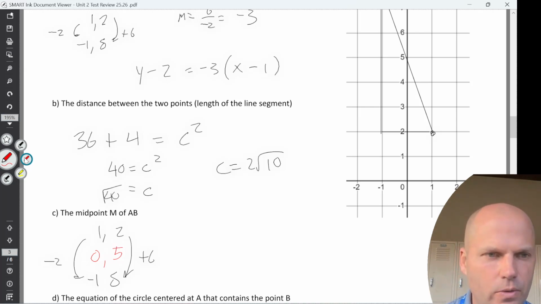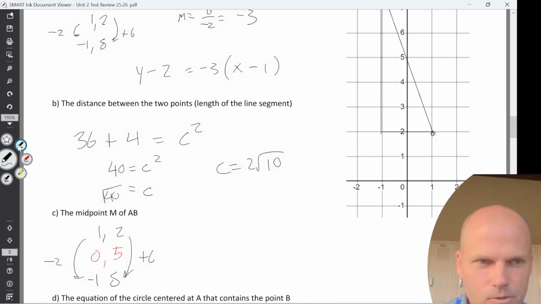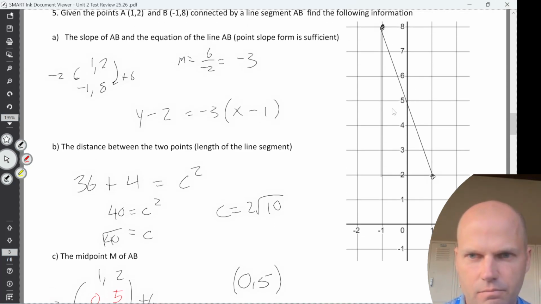You could also have found the average, which is the middle of the two numbers, your x's and your y's. So there's the midpoint. Easy to find, just the middle numbers. You can see right there, 0, 5.